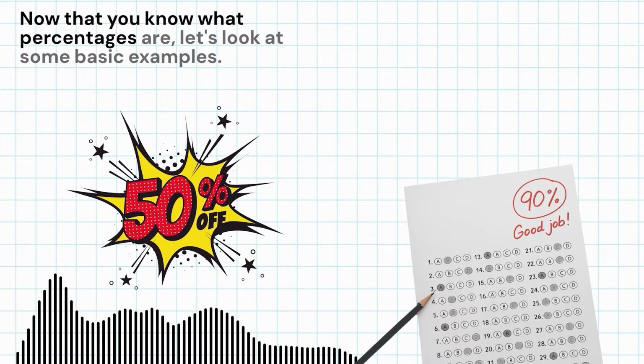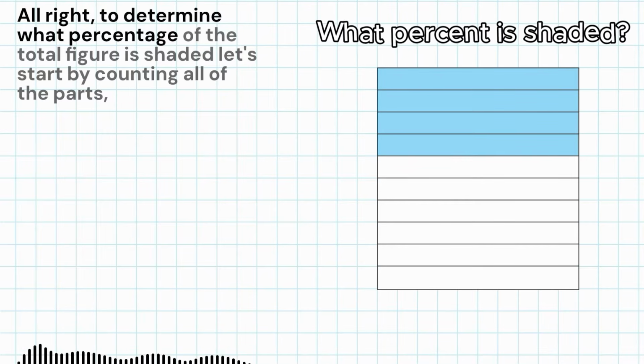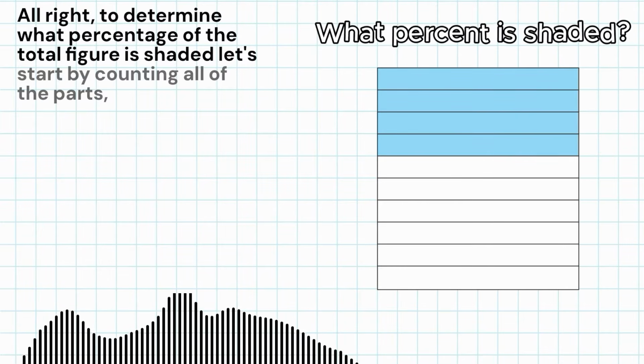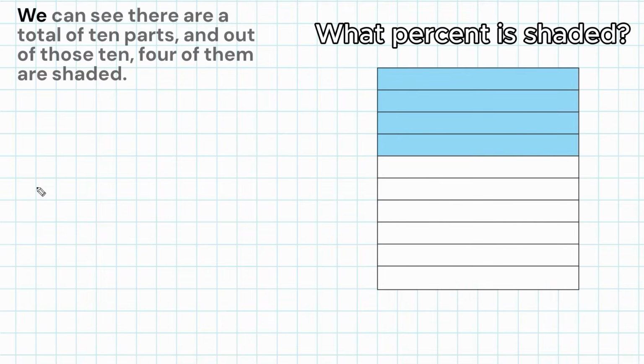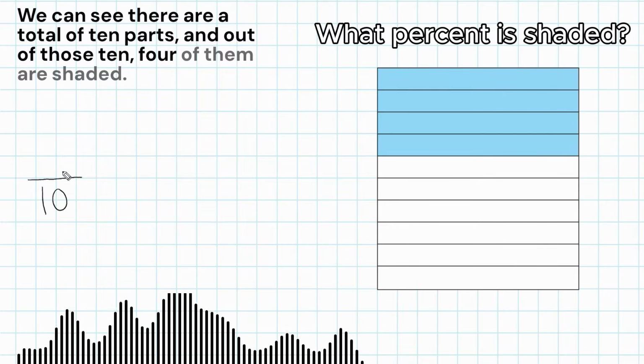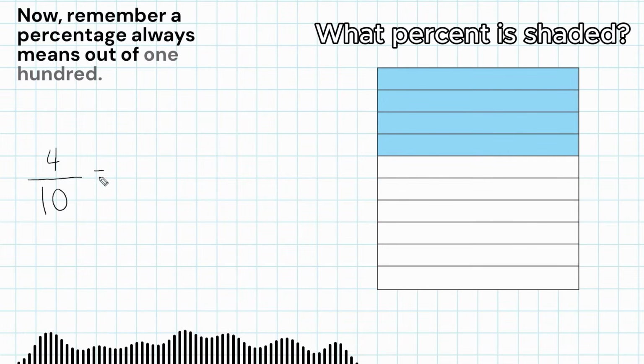Now that you know what percentages are, let's look at some basic examples. All right, to determine what percentage of the total figure is shaded, let's start by counting all of the parts, both shaded and unshaded. We can see there are a total of 10 parts, and out of those 10, 4 of them are shaded. Now, remember, a percentage always means out of 100.